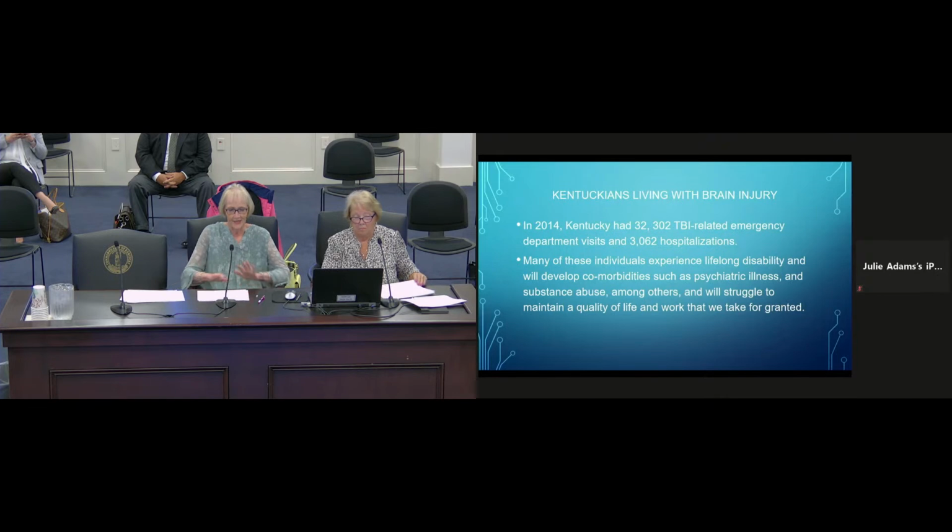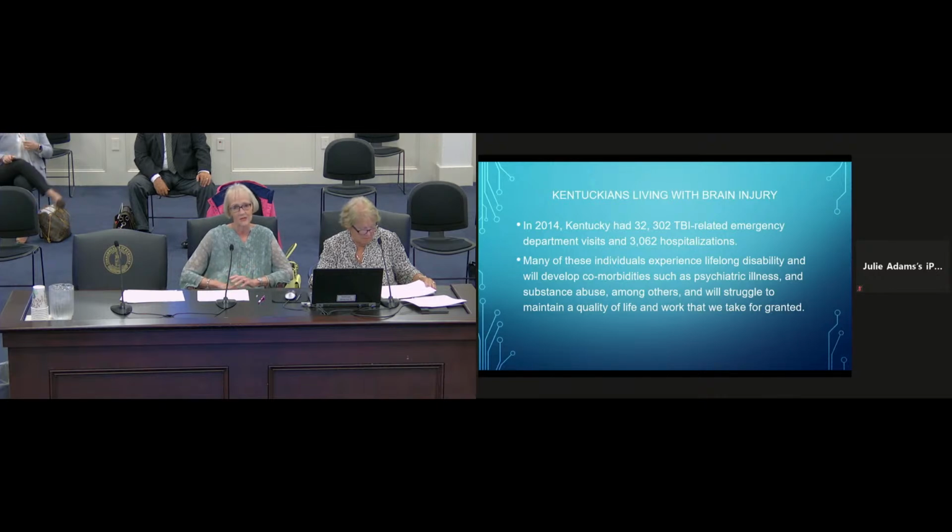It's sad to say that our statistics are from 2014, but in 2014, Kentucky had over 32,000 TBI-related emergency department visits and over 3,000 hospitalizations. Many of these individuals experience a lifelong disability and develop comorbid conditions such as psychiatric illness, substance abuse issues, and other issues that will keep them from maintaining a quality of life and work that we take for granted.